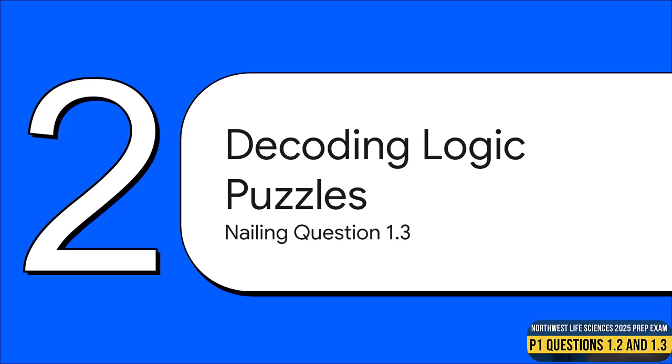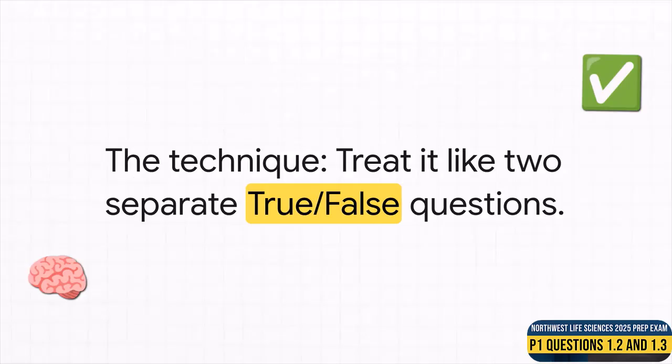All right, let's move on to our next challenge. We're decoding the logic puzzle of question 1.3. You know this one. It's where you have to choose between A only, B only, both A and B, or none. Now, this question can look really confusing. But here's the pro tip. Don't try to compare A and B to each other. Instead, just treat it like two totally separate true or false questions. First, you analyze A against the description. Then, you analyze B. It's a system.